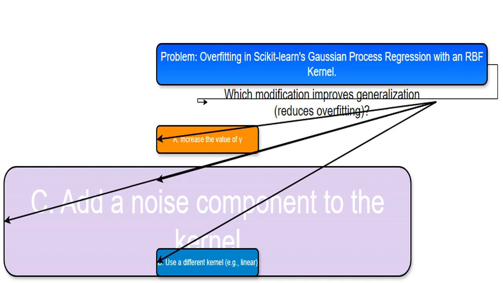Adding a noise component to the RBF kernel explicitly acknowledges the presence of noise in my data. This prevents the model from trying to fit the noise perfectly, leading to improved generalization performance. The model will learn the underlying trends while ignoring the random fluctuations.